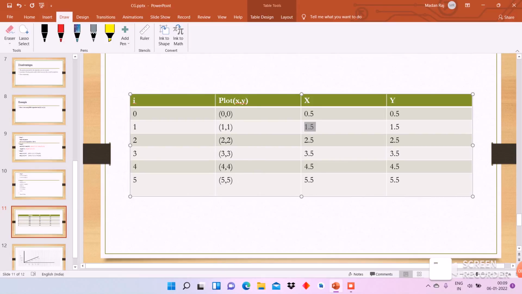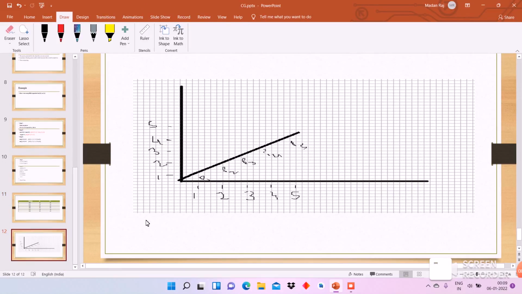These are the result coordinates, which we have to plot in a graph, and we have to draw the DDA line. This is the final result. These are the coordinates, and this is the line which we want. We have calculated this using the DDA algorithm. I hope you all have understood. Thanks for watching.